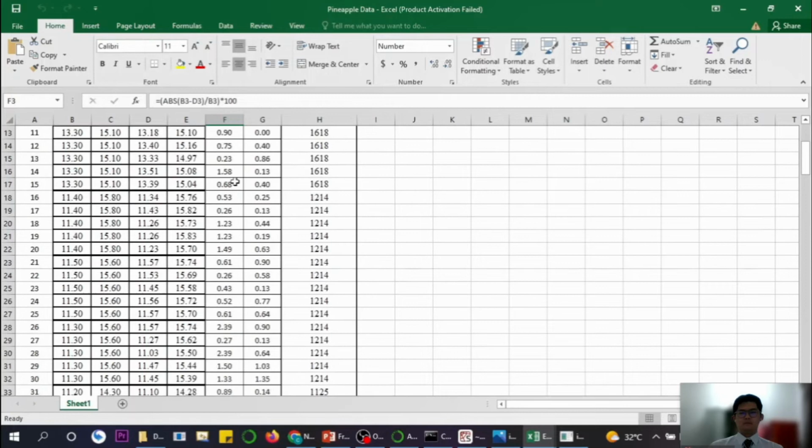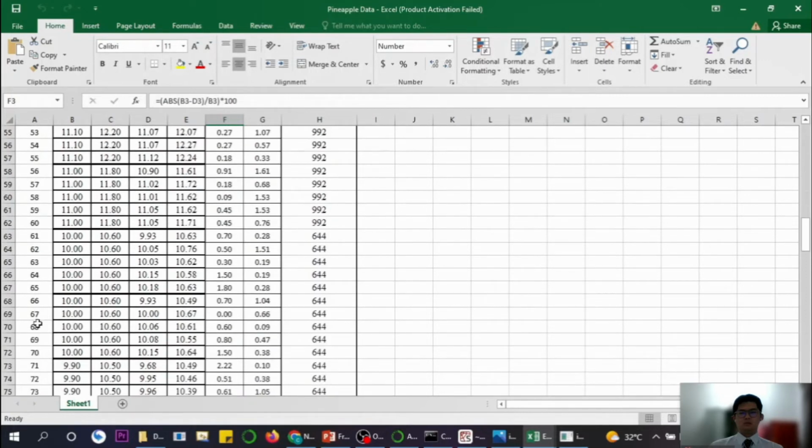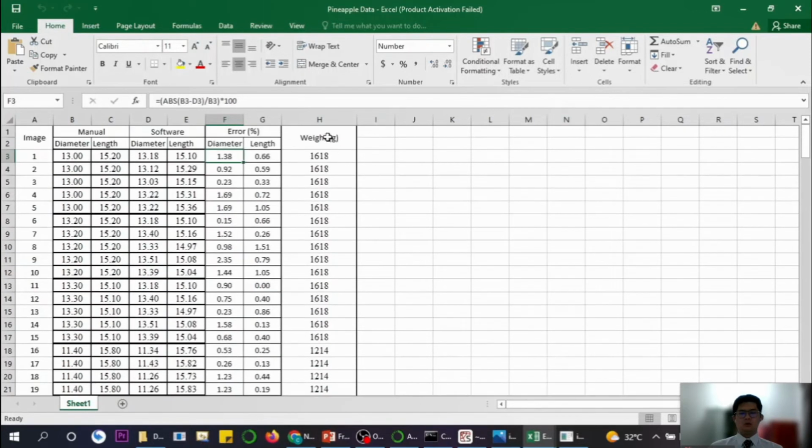Now we look at image 68. For image 68, comparing the manual method and the software method, the error for the diameter is just 0.6%, and for the length it is just 0.09. So we can assume that this algorithm has very high accuracy. And the fifth row is the weight. So this software result and the weight will be moved to the third part, which is the weight prediction.